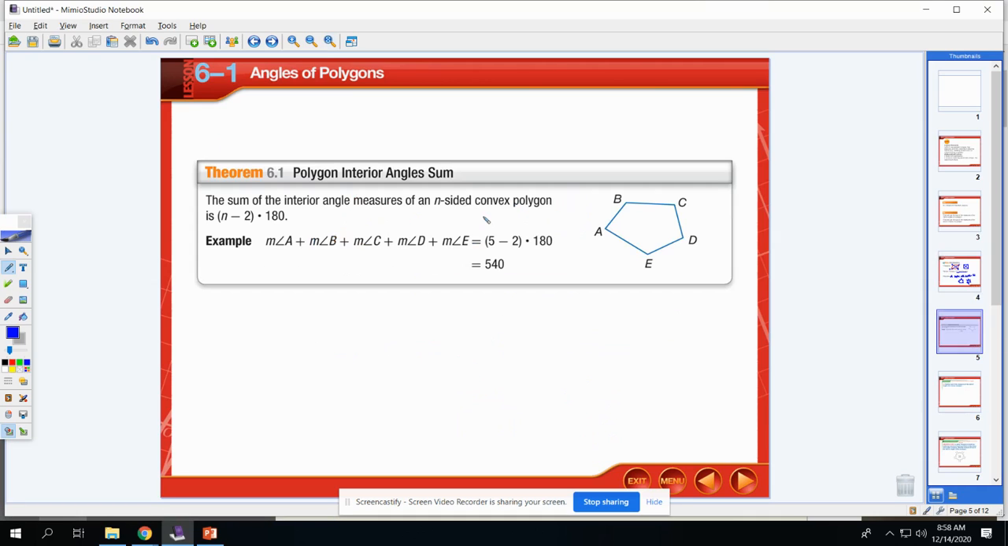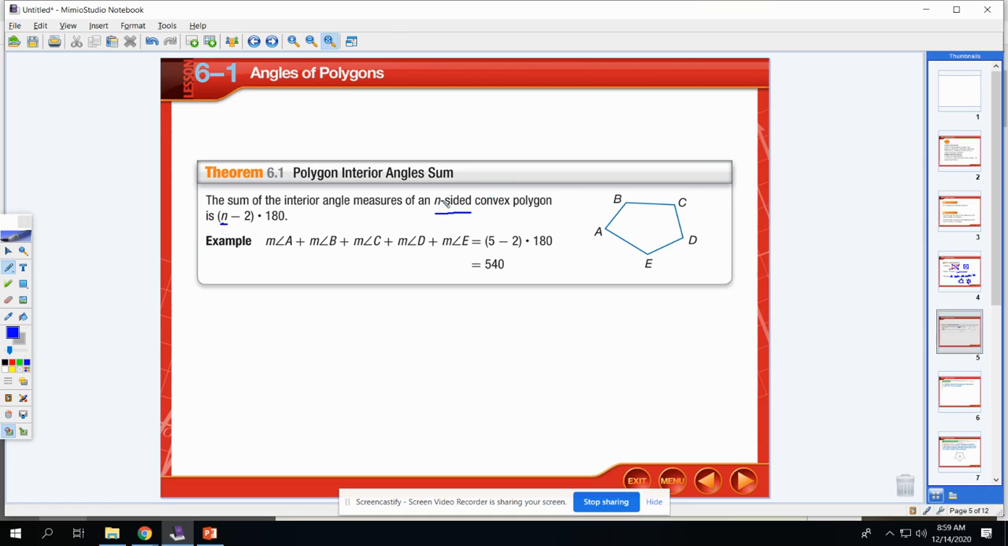Now, let's go ahead and look at our first theorem that we're going to talk about in chapter 6. This theorem right here is all about the interior angles of any polygon. So not just a triangle, but any amount of sides here. So it says that the sum of the interior angle measures of an n-sided convex polygon is n minus 2 times 180. N minus 2 times 180.